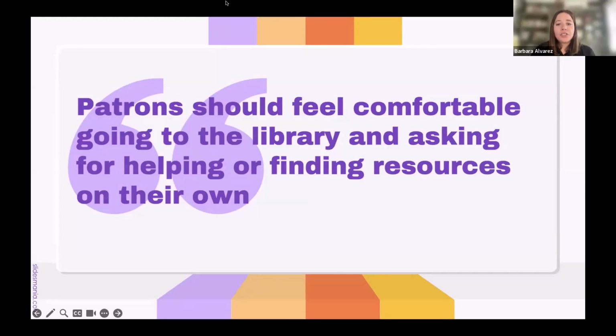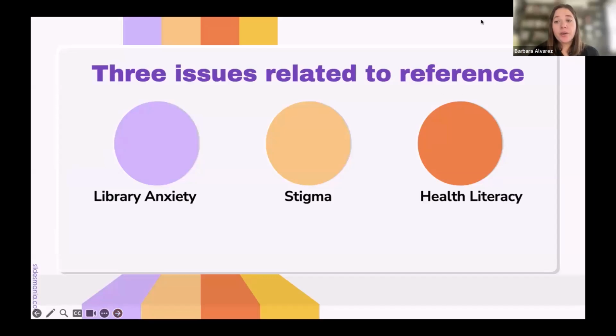Okay, so patrons should feel comfortable going to the library and asking for help or finding resources on their own. People should feel comfortable asking librarians for information. Three issues, though, can impede that. One is library anxiety. People already are nervous coming to the library in general and asking, where are the cookbooks, much less, where are your books on contraception? There is stigma related to sexual and reproductive health. And then there is health anxiety.